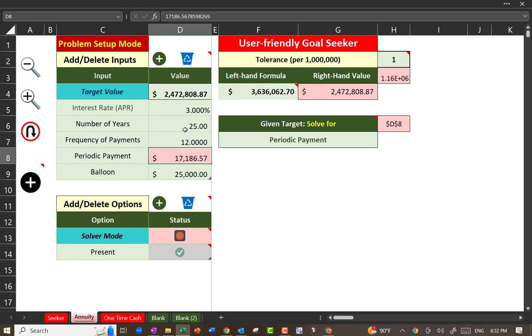So it already calculated the left-hand side formula for me. That is the present value of 25 years' worth of 5,000 plus a 3 million balloon payment at the end of 25 years. That's how much I need to have when I retire. Now we're going to ask a different problem. I know how much I need. The only thing I don't know is how much I need to save per month.